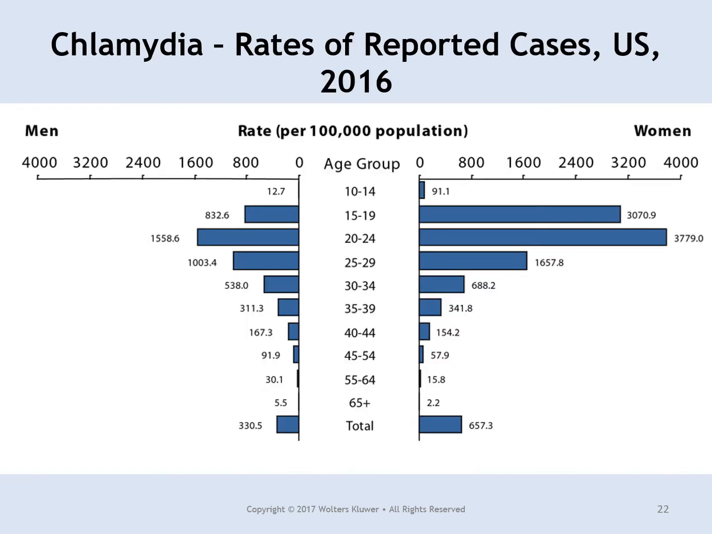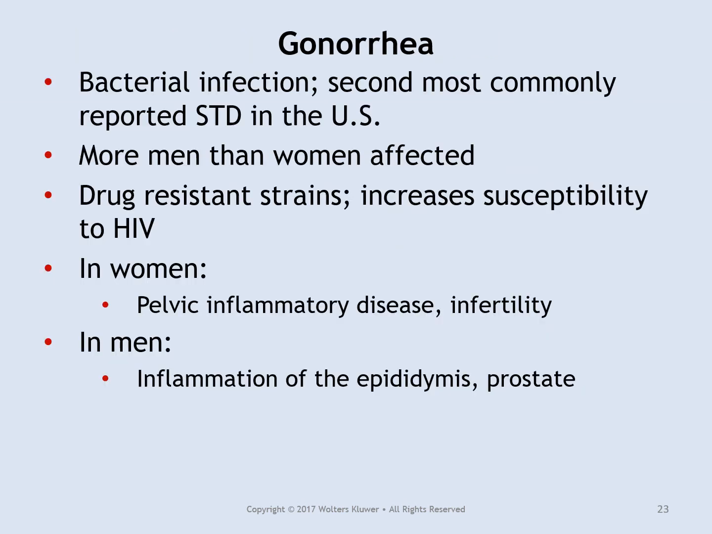So these are rates of reported cases from 2016. Here's our age group right here, and again you can see this 15 to 24-year-old age group in both men and women. Very high peaks of chlamydia. And again, you see higher in women than men. And why that is, we don't know. Why men are not getting tested at the same rate. There's some kind of gap there that we're not catching.